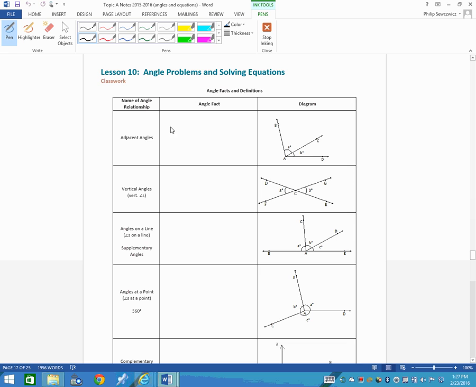Adjacent angles always share a common ray. If we look right here, they're sharing that particular ray, one off the one angle and then off the other angle. That's how we know that they are adjacent angles. What we can do with adjacent angles is add them together. We can use something referred to as angle addition.